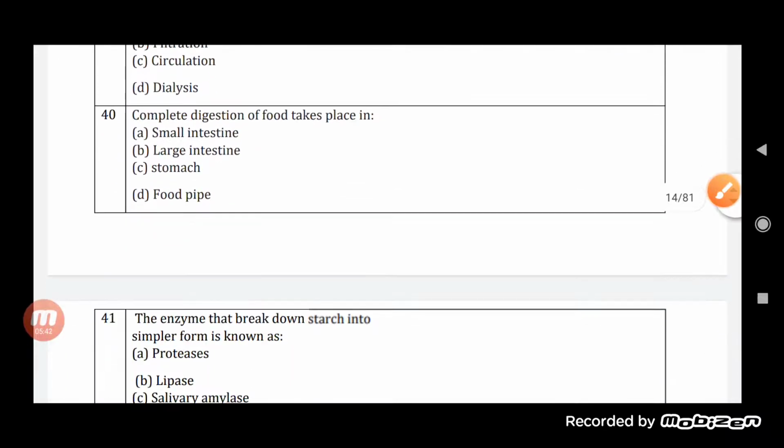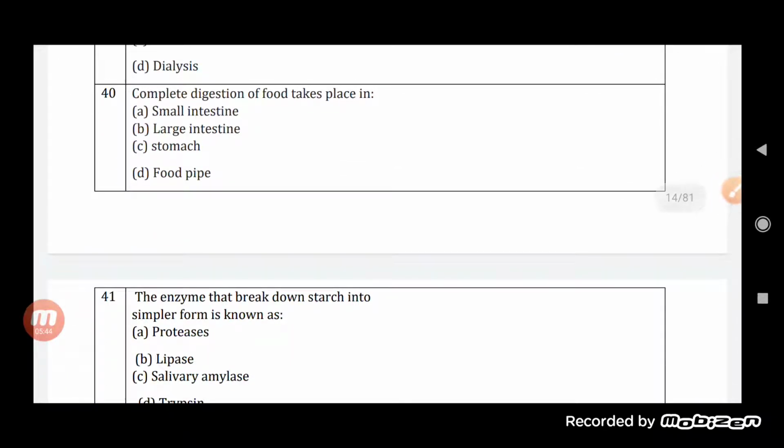Now see the next question. Question is, complete digestion of food takes place in. Now see here. If we start with the mouth, partial digestion of starch occurs, even emulsification also occurs. But if we talk about the digestion of protein, partial digestion of protein occurs in the stomach, and other emulsification will occur in the intestine.